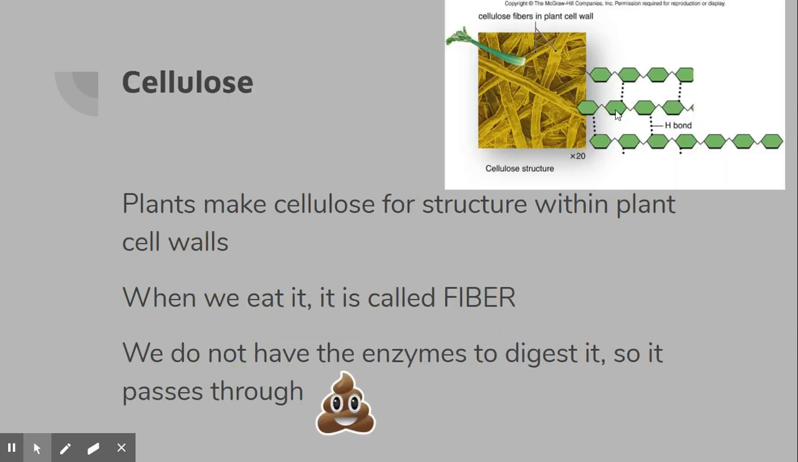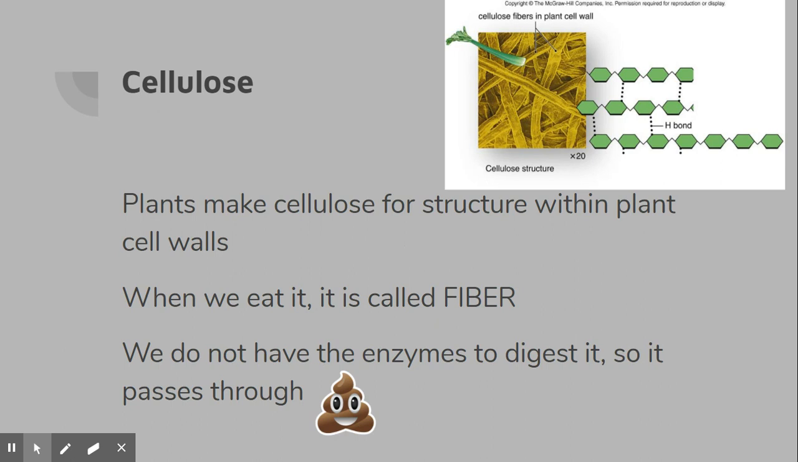Cellulose, like I said, is a complex structure that is found in cell walls. Here is a big microscopic view of a plant cell wall. You can see these cellulose fibers, and that keeps the plant rigid. Now, fiber, you may have heard of fiber, okay? There's fiber in a lot of plant products that we eat.